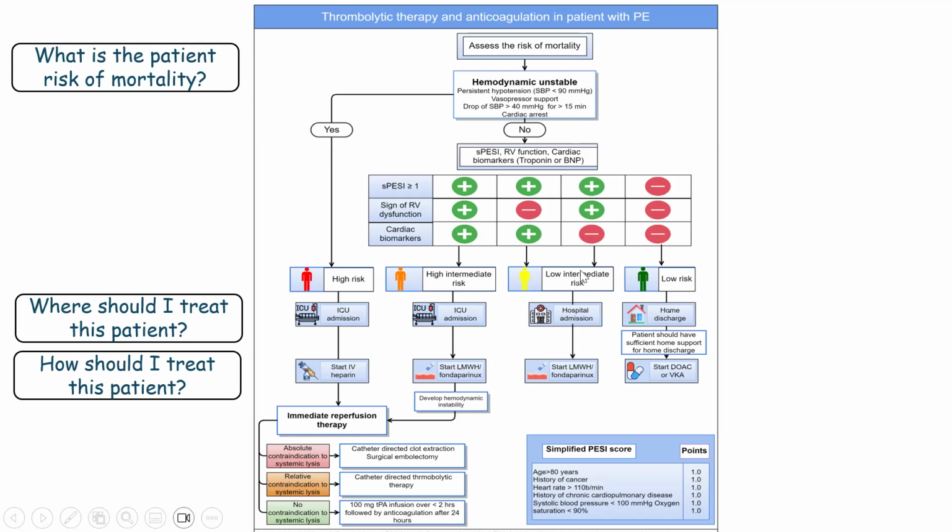For low intermediate risk, the patient will start low molecular weight heparin or fondaparinux and then switch to an oral anticoagulant. And for low risk patients, the patient can start oral anticoagulant from the beginning.